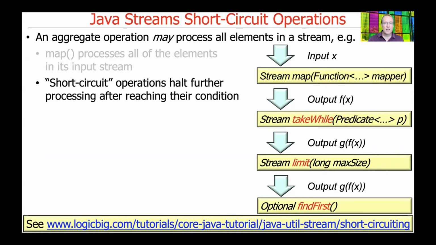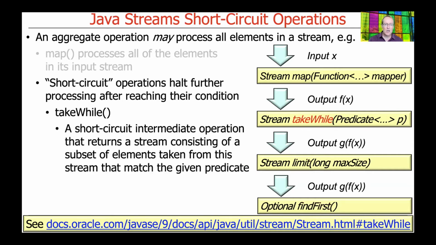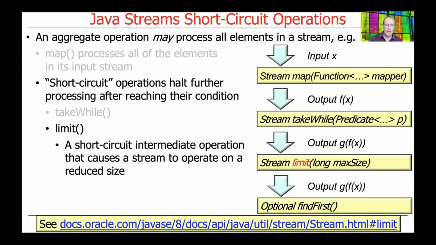In contrast to the run to completion operations, short circuit operations halt further processing after some condition is reached. One example, which we'll talk about probably next time, is the takeWhile intermediate operation. This is an interesting operation because it's a stateful intermediate operation that's short circuiting. There are only a handful of them that are stateful and short circuiting. takeWhile is one of them. What it does is it will continue its processing until the predicate no longer matches what's in the stream. So while the predicate matches, keep doing the processing. There's also a dropWhile, which is kind of the inverse of that. We'll talk about that later.